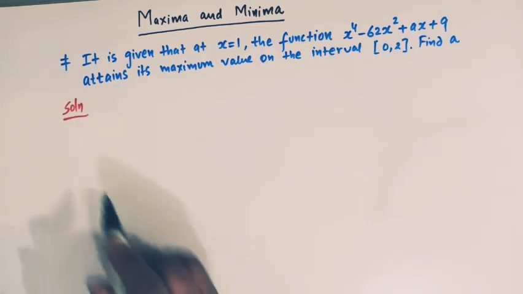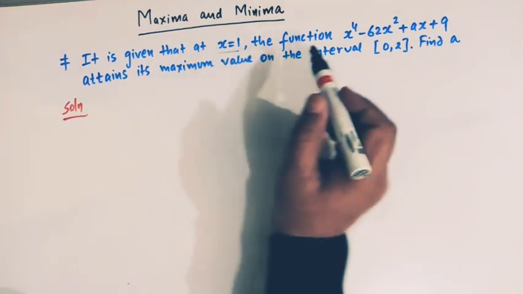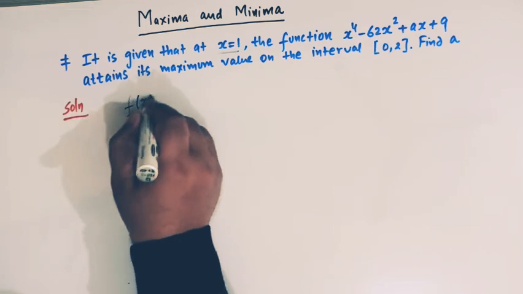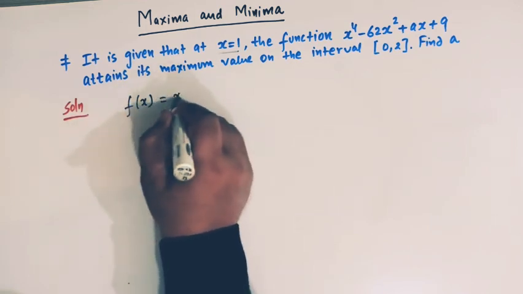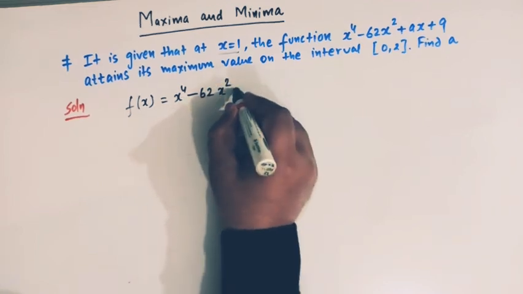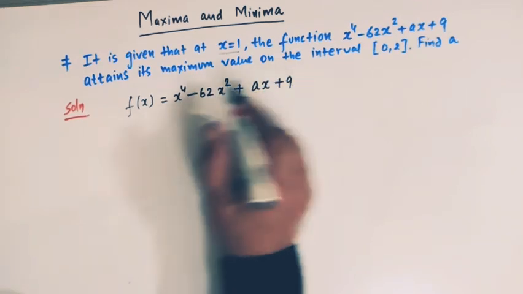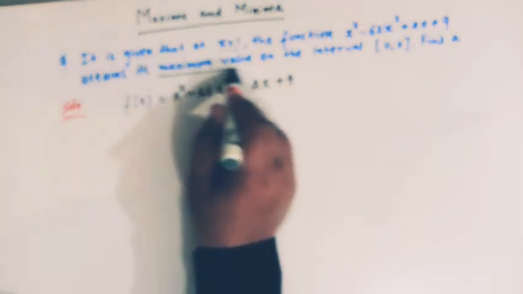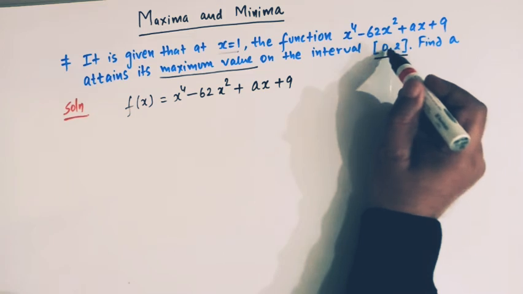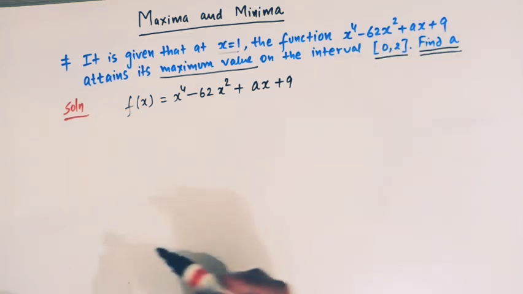Now let us take this problem. It is given that at x equal to 1, the function, this is given by x raised to 4 minus 62x square plus ax plus 9, attains its maximum value on the interval which is given as 0 to 2. Then we have to find the value of a, right?